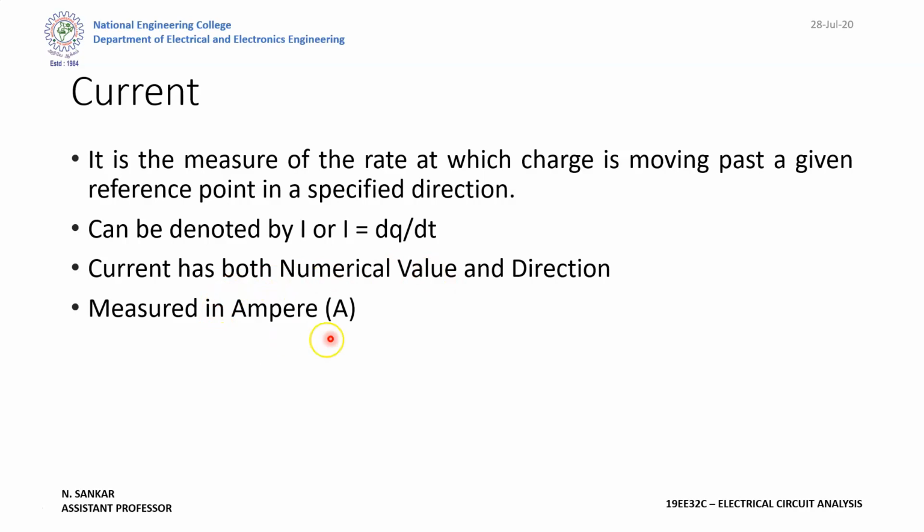Current is measured in amperes. So the unit here is ampere, which we represent as A. 1 ampere is equal to 1 coulomb per second.